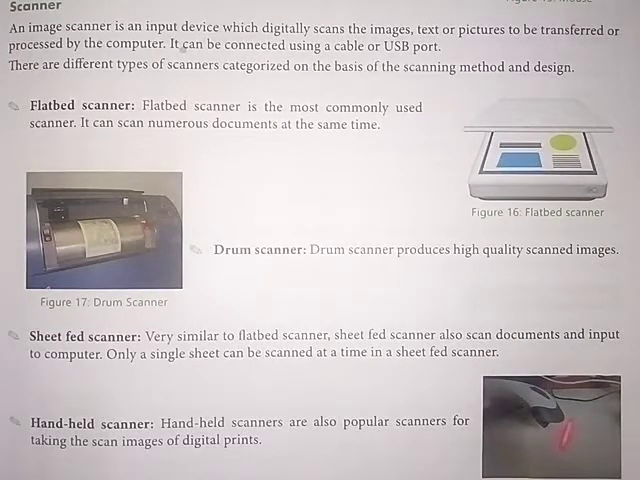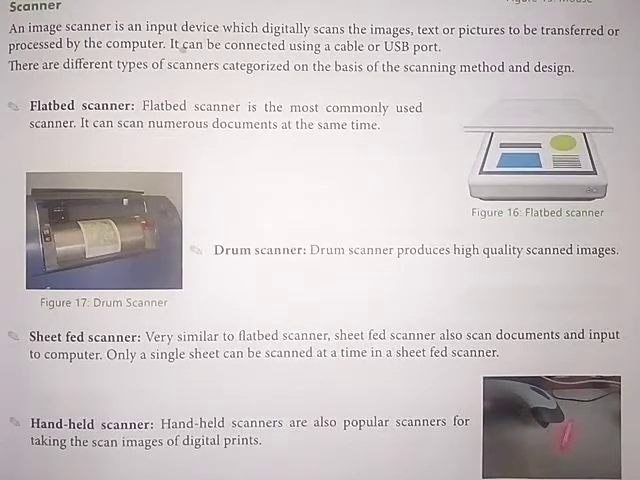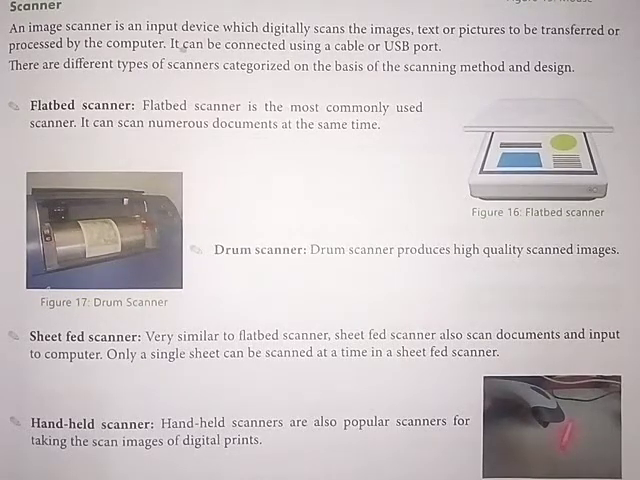It can be connected using a cable or USB port. There are different types of scanners categorized on the basis of the scanning method and design. Flatbed scanner. Flatbed scanner is the most commonly used scanner. It can scan numerous documents at the same time. Drum scanner. Drum scanner produces high quality scanned images.